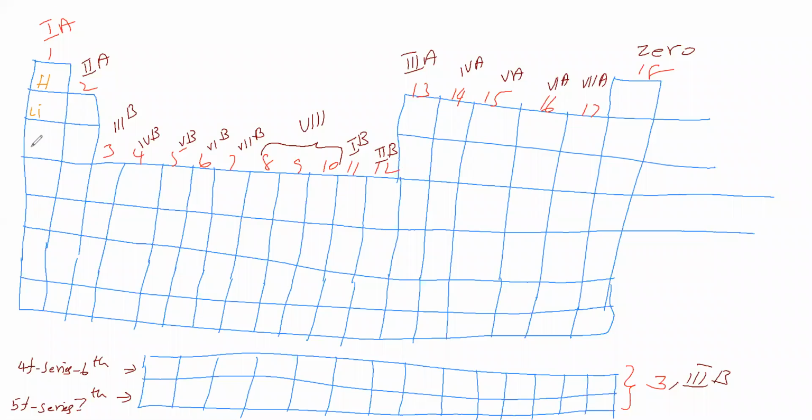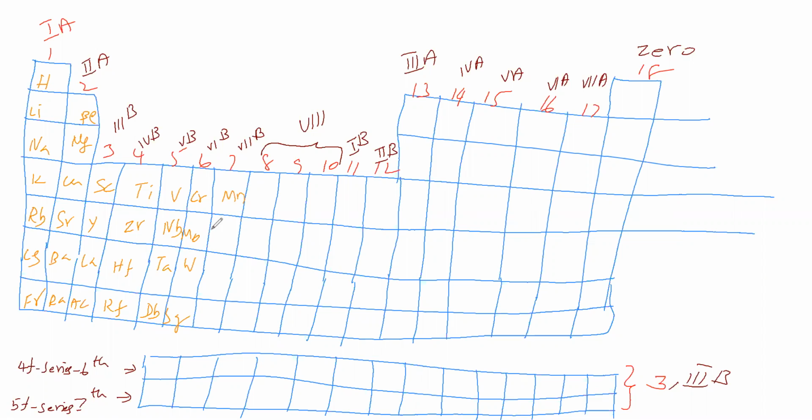First hydrogen, then lithium, sodium, potassium, rubidium, cesium, francium. Next here beryllium, magnesium, calcium, strontium, barium, radium. Here scandium, yttrium, lanthanum, actinium. Here titanium, zirconium, hafnium, rutherfordium. Here vanadium, niobium, tantalum, dubnium. Here chromium, molybdenum, tungsten, seaborgium.